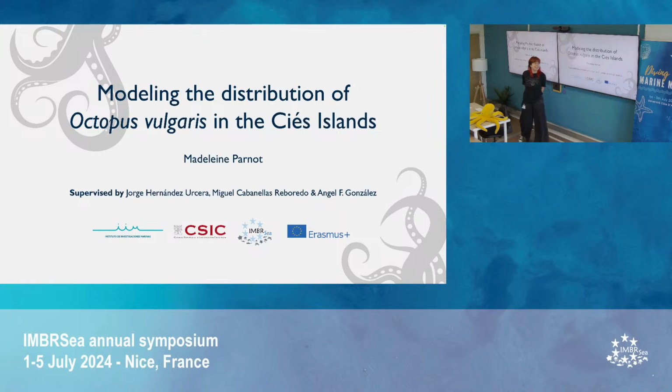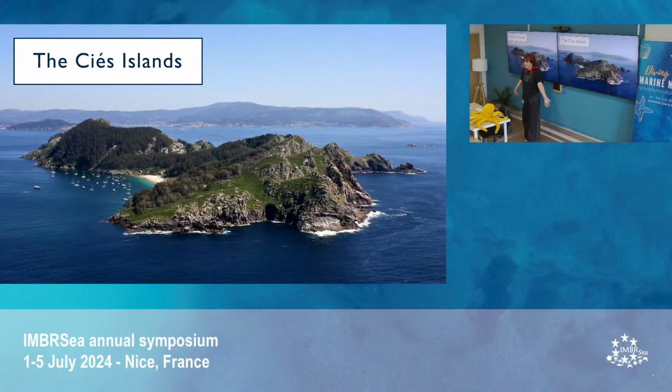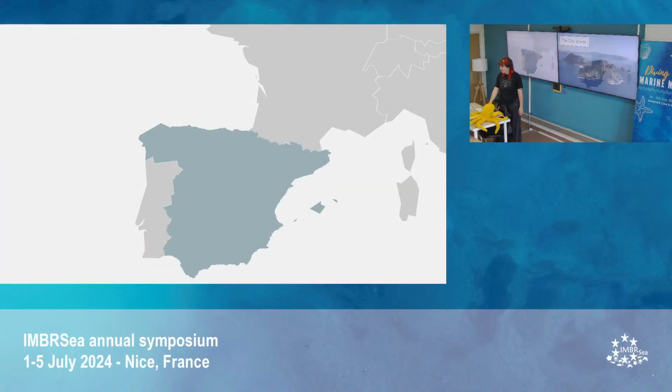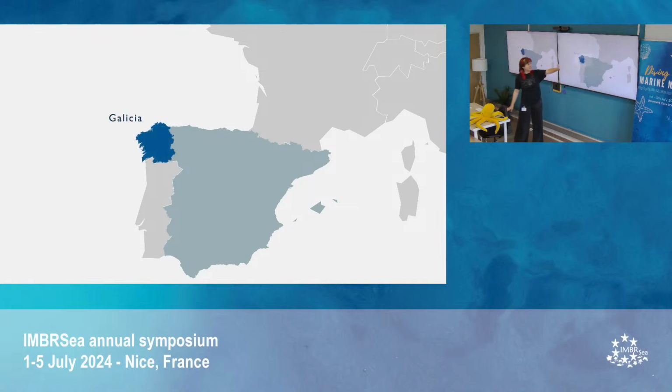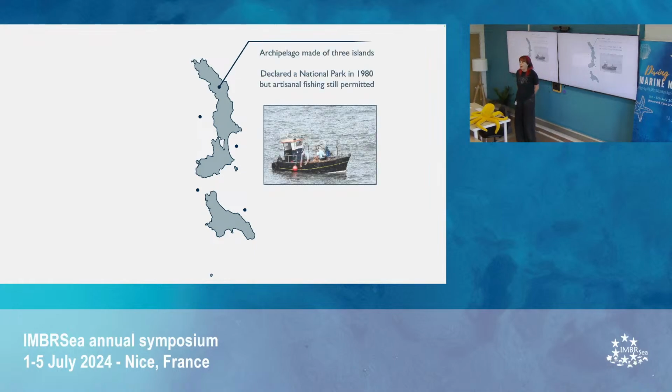Okay, hello everyone, and welcome to my thesis titled Modeling the Distribution of Octopus vulgaris in the CS Islands. So first I'm going to start with some little background on the study area of the CS Islands, because I'm sure a lot of you don't really know where this is. So you probably don't know where Spain is, but more specifically, I was in Galicia on the western coast here. So the CS Islands look like this, and they're an archipelago made up of 3 islands.